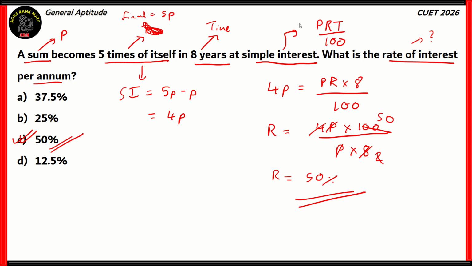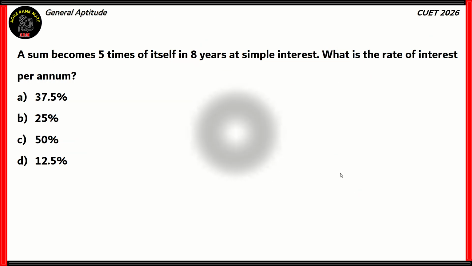So again, the important thing is to understand what kind of interest we are dealing with. So in this case it's simple interest, so then we plug in this formula directly, and once you can decipher the value of simple interest, then you've got everything that you can plug into the formula, and then after that you can find out the rate of interest, which in this case is 50%.